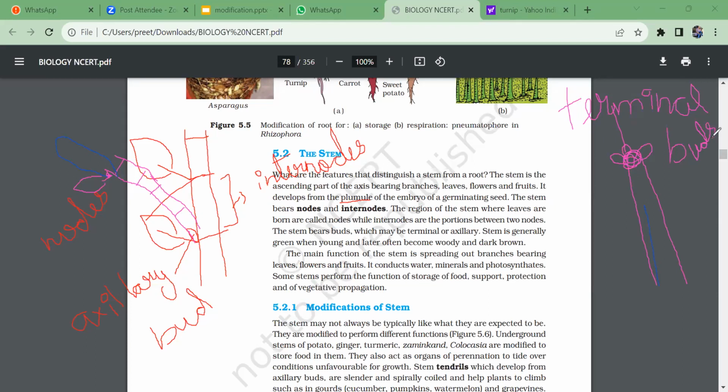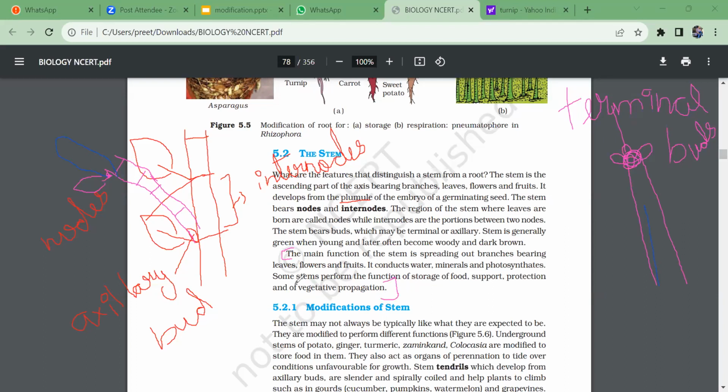Okay. Stem is generally green when young and later often becomes woody and dark brown. The main function of the stem is spreading out the branches. The stem spreads out the branches, bearing leaves, flowers, and fruits. That is the main function of the stem. It conducts water, minerals, and photosynthates. This is the main function of the stem.